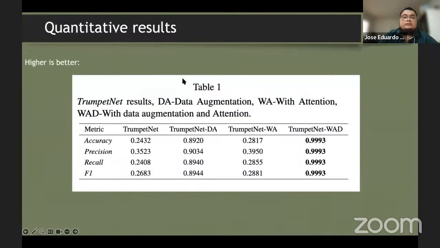So the results: we have quantitative results. In this table, you can see the results of this neural network architecture. In the first column, you can see TrumpetNet. We use accuracy, precision, recall, and F1 metrics to evaluate the performance of this neural network. But we found that it was not enough, or this architecture did not work with the original dataset. So we decided to use data augmentation techniques.